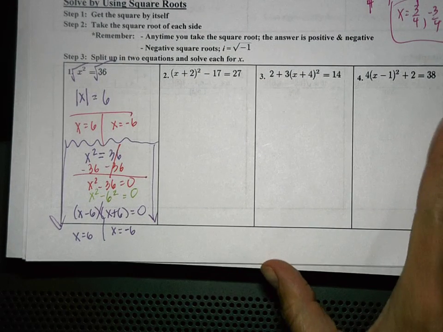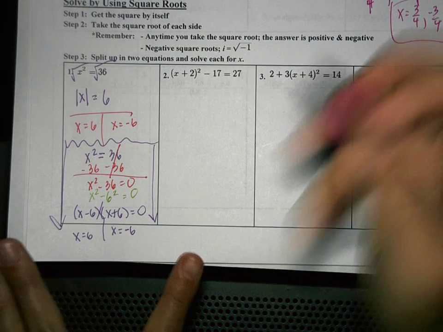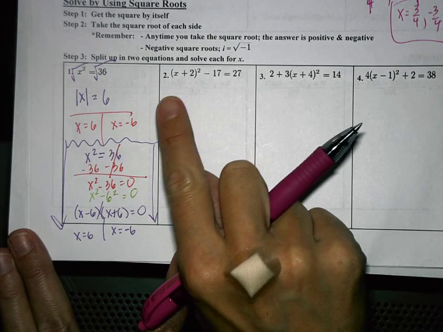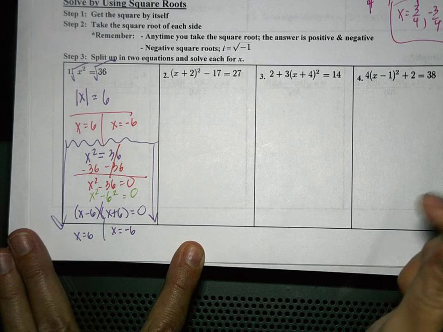Okay, so example 2. What's the first thing I would do here? You want to get the square by itself, okay? So the first thing I'm going to do is what?